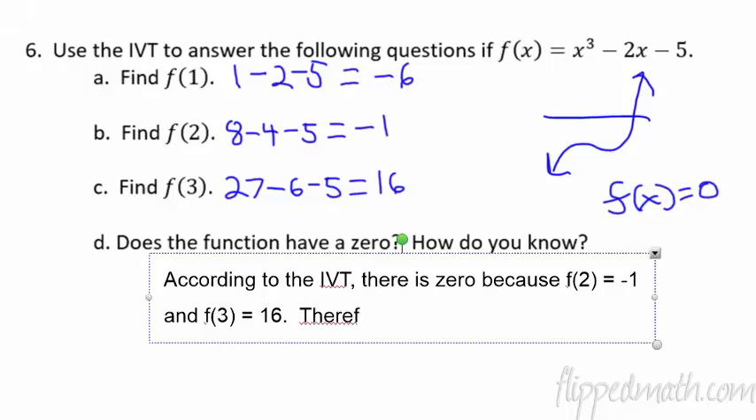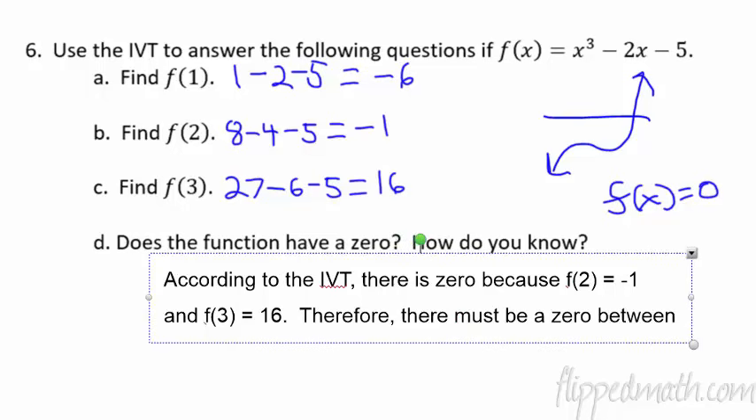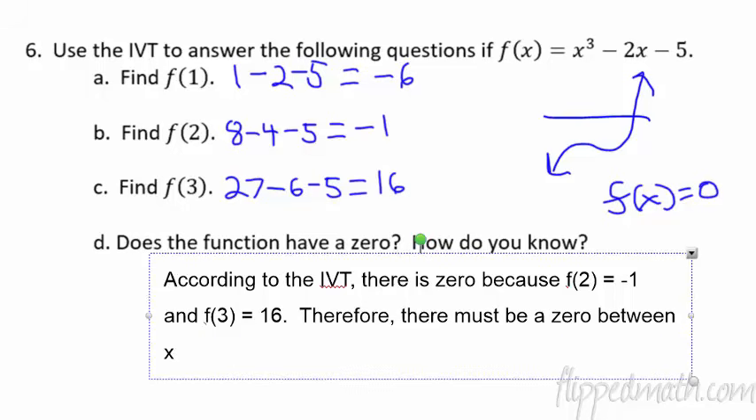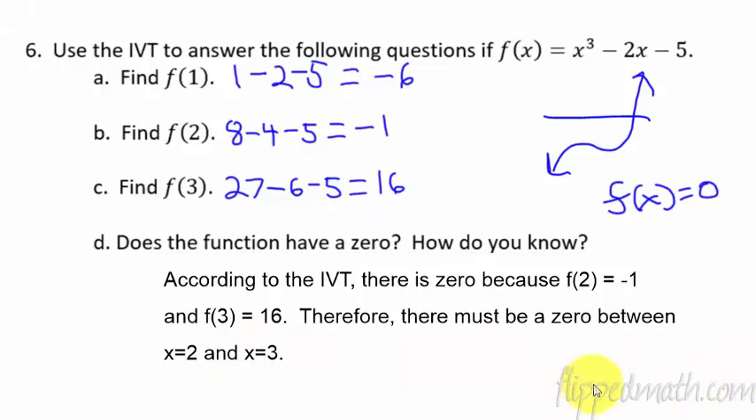Therefore, what else can we say? There must be a 0 between x equals 2 and x equals 3. See, because the sign changes. So when the sign changes, it had to have crossed the 0 at some point. So if we were at -1 and then we went to 16, then the 0 exists somewhere in between 2 and 3. All right, that is an extremely important theorem for us, but that is the end of our lesson.